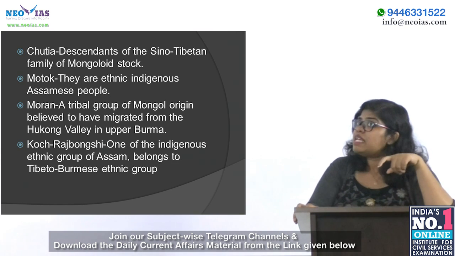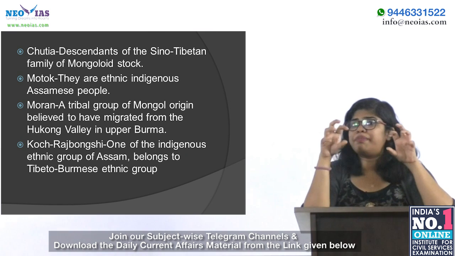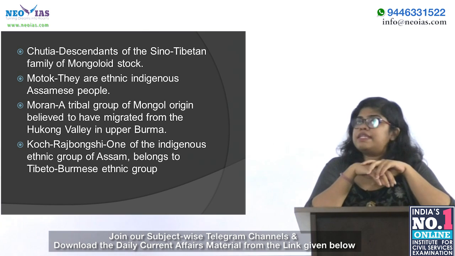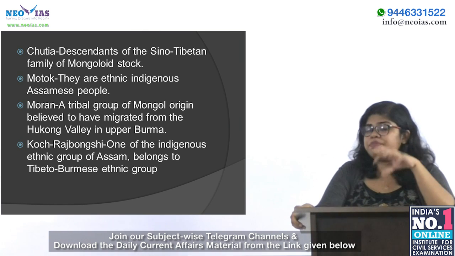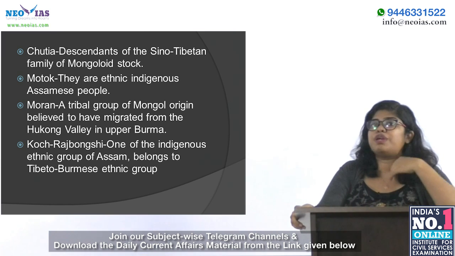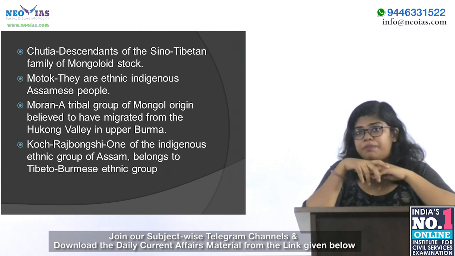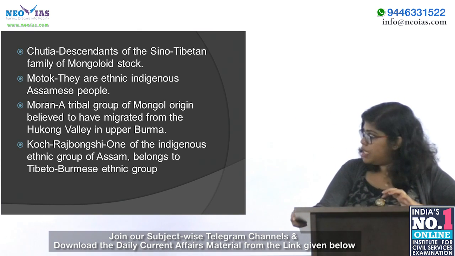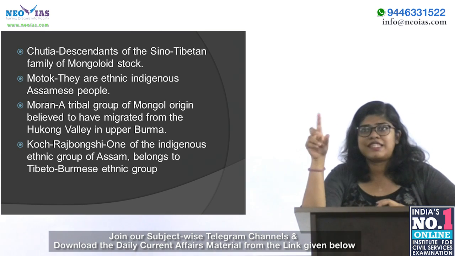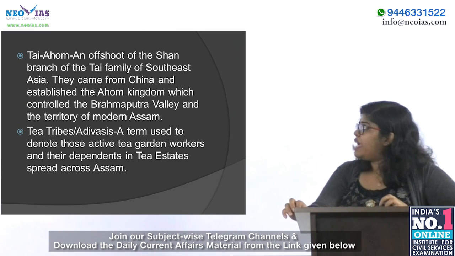This Chutia tribe is basically a Mongoloid tribe. It came from Tibet. They look like Mongoloids, it's a Mongoloid trait. This Motok is the indigenous people of Assam. They have been indigenous in India. Then Moran tribe is also a Mongol group. Even though they are a Mongol tribe, they came from Burma. Koch Rajbangshi is an ethnic group of Assam itself, and they also have this Tibeto-Burmese trait.